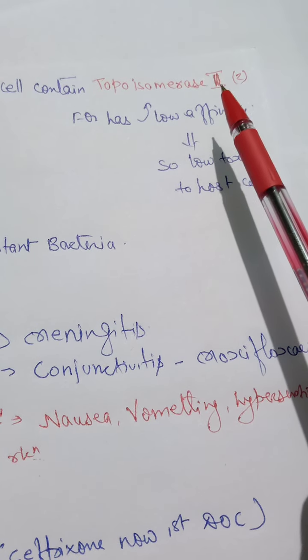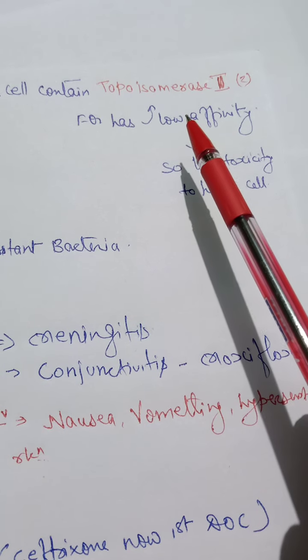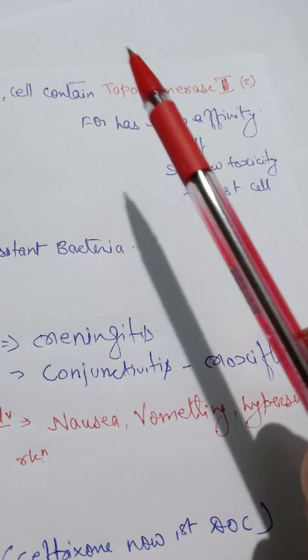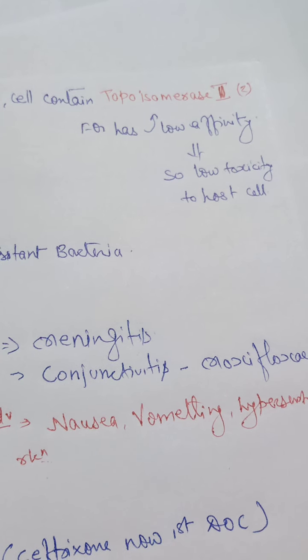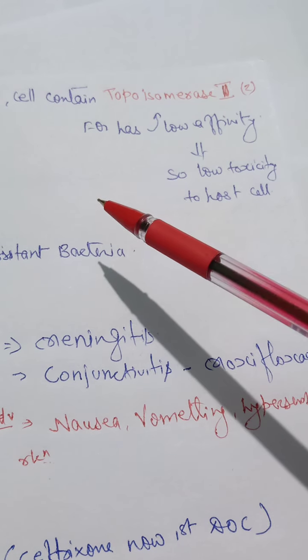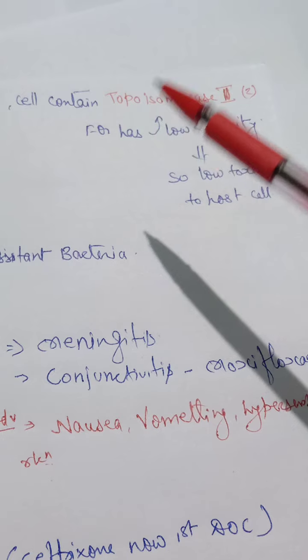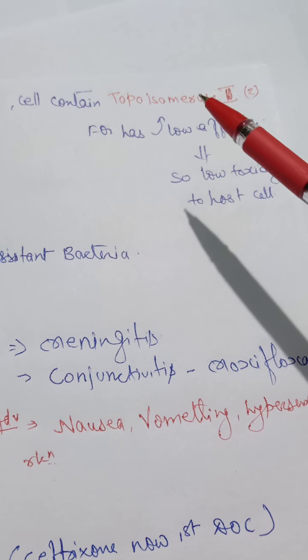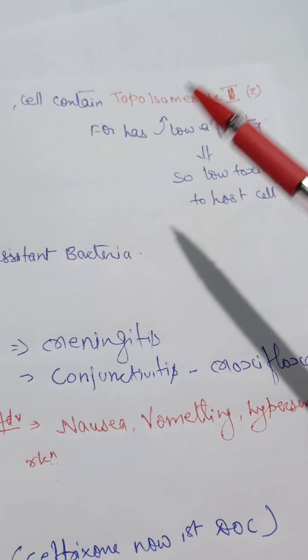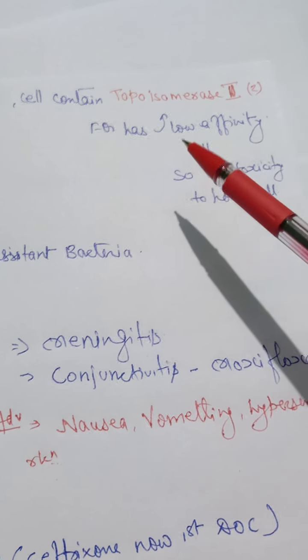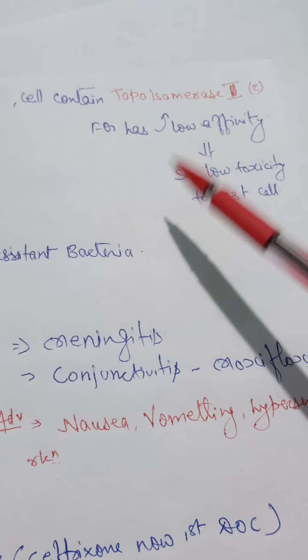It is very important in your PG examination. It is asked whether fluoroquinolones inhibit topoisomerase 2, 4 or whatever. Then fluoroquinolone will inhibit or act against topoisomerase 4 and the bacterial gyrase, not against topoisomerase 2, because 2 is present in the host cell, that is the human cells.